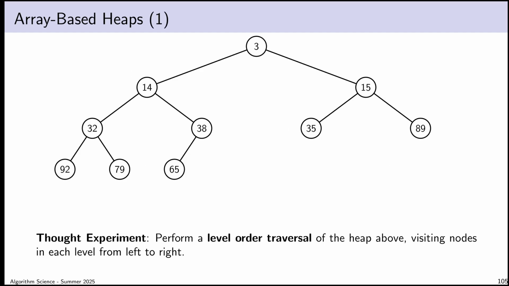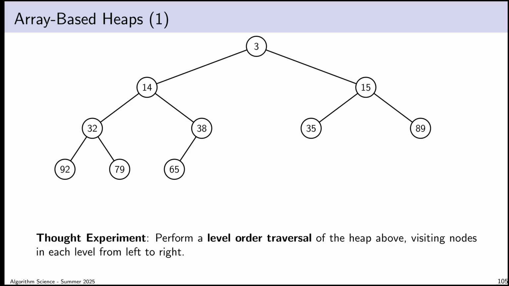So before I get to that, let's do a thought experiment. Here is a heap. I want to do a level order traversal of this heap. And remember that any level order traversal, which is a form of breadth first traversal, visits every node in level i before any node on level i plus 1. And nodes are visited in left to right order across each level.